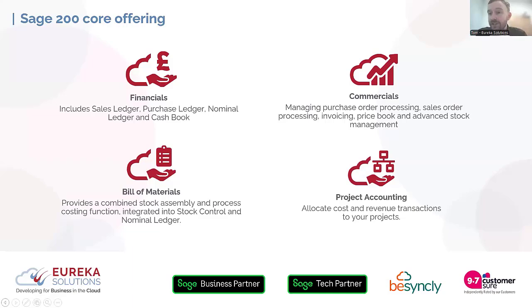There's also a really nice partner network in Sage with Sage 200. So what Sage call their tech partners, you can see we are one of those at the bottom of the screen there. So we can provide additional functionality, as well as our partners such as Cyclone and Racer, who provide modules for Sage 200 that work alongside the core offering. So for example, warehousing solutions, manufacturing solutions, and many, many more. So the system can really grow with you as requirements change and as your business grows.